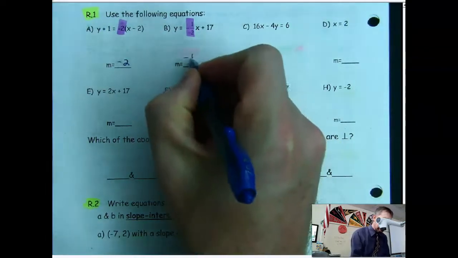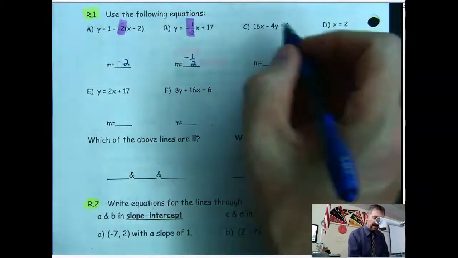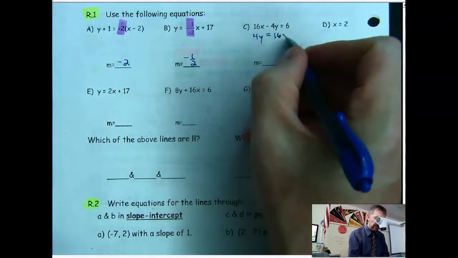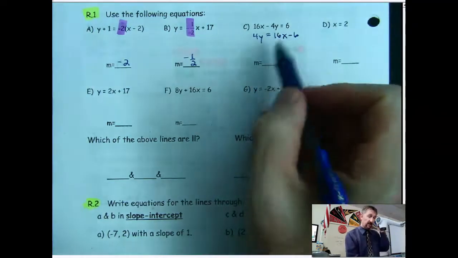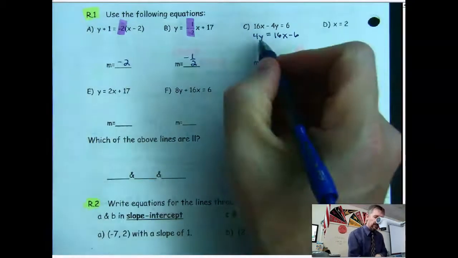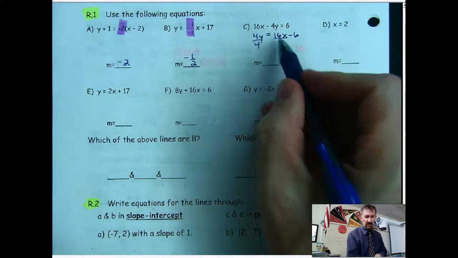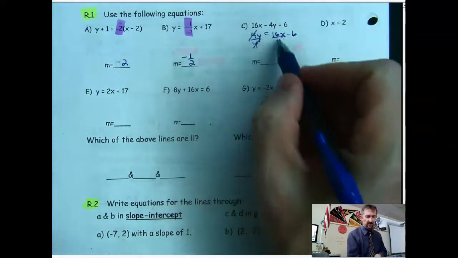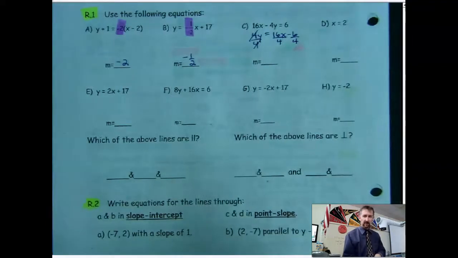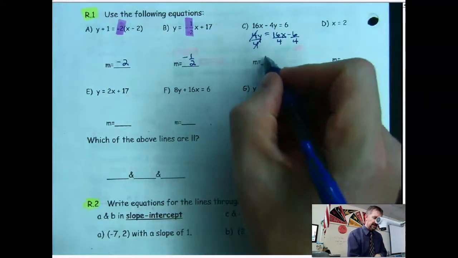So that's -1/2. Now here, y is not by itself. So I would add 4y to the other side, subtract 6, and then flip the whole thing. Then I'm going to divide by 4. Now I can pretty much stop here, because all I care about once y is by itself is the number in front of x. But just to make it look mathematically correct, I'm going to do that as well. But I'm not even going to do anything with that. All I'm going to do is focus on this, and that's going to be 4.